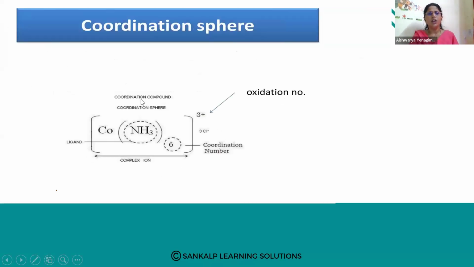So you can see here, in the previous session itself we have seen. So what is this Co? Co is the central metal atom. NH3 ಏನಿದು? This is ligand. And how many NH3 are attached? 6. So this is a monodentate ligand. Therefore coordination number will be 6.